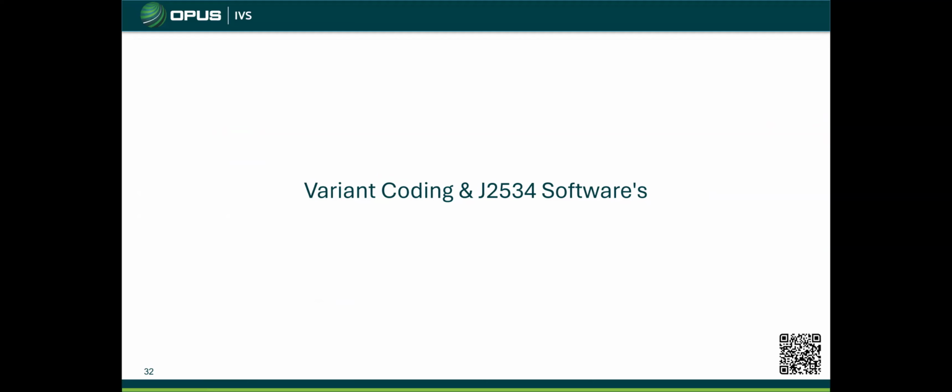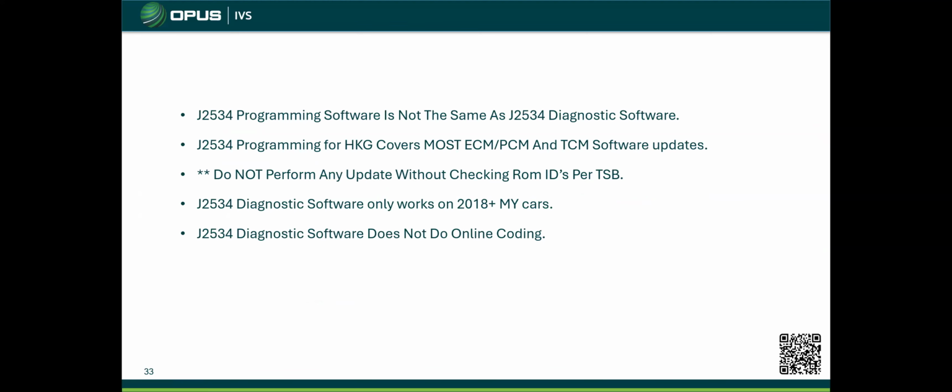So, variant coding and J2534 software. This has been a popular request here. A couple of things to note before we dive into this. For the J2534 software, there are two different softwares. There's the reprogramming software, which is strictly used for engine and transmission programming. It will not do blind spot module software updates or ADAS updates. Those are still things that do require a dealer tool at this time.